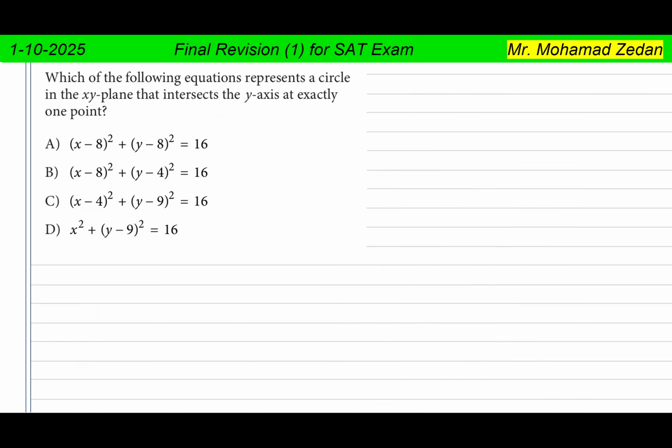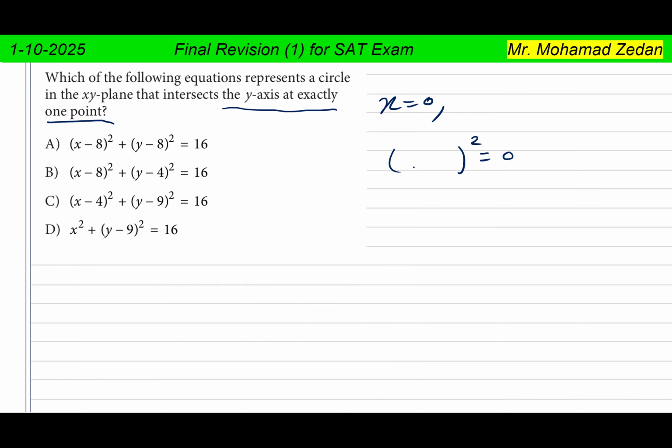Okay. This equation here: which of the following equations represents a circle in the xy plane that intersects the y-axis at exactly 1 point? One of you just explain what's the meaning of this? What's the meaning of intersecting the y-axis at 1 point, please? Intersects where x is equal to 0 exactly. Yeah, intersecting the y-axis means x equals 0. And when you find y, you will get the complete square of y equal to 0.